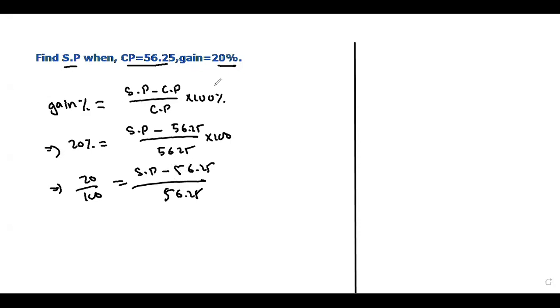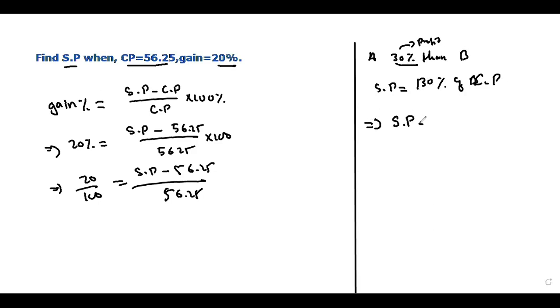So what you need to do here is this: if A's profit is 30% more than B's, what did I say? The selling price will be 130% of the cost price. Similarly, any formula you have to use here, all right? So we are told to find the selling price.